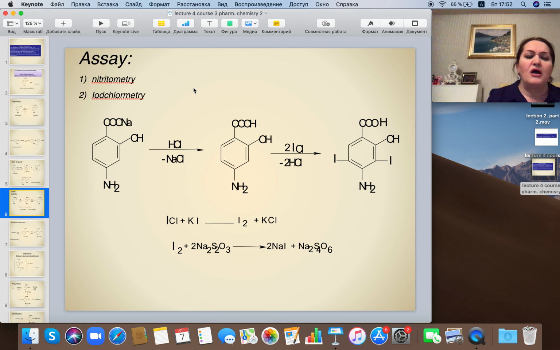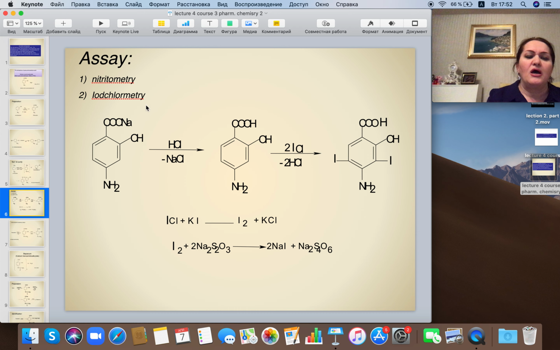The second is an outside indicator, for example, starch-iodide paper. The third way to carry out the nitritometric method is potentiometrically.